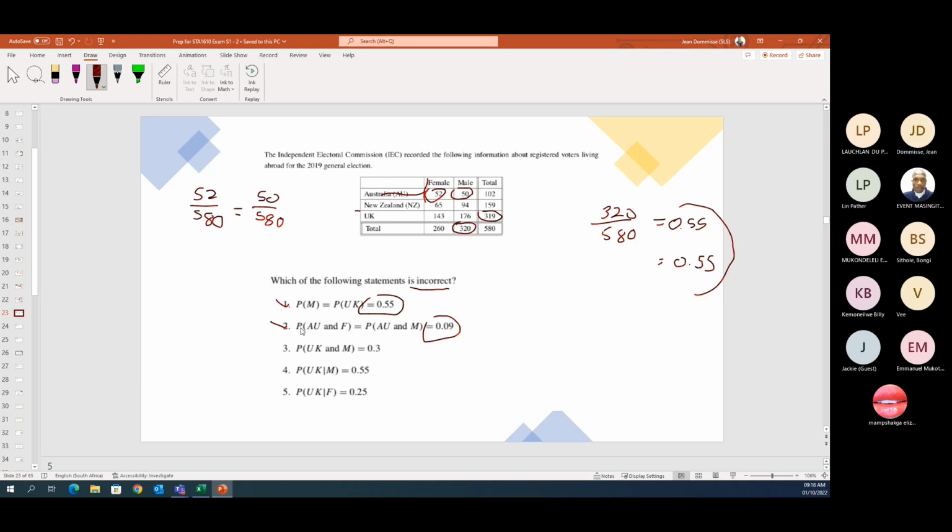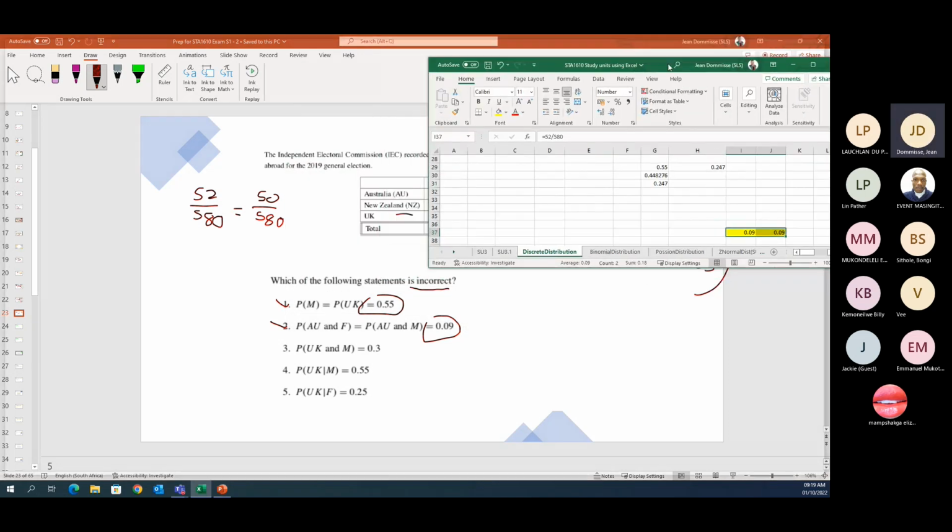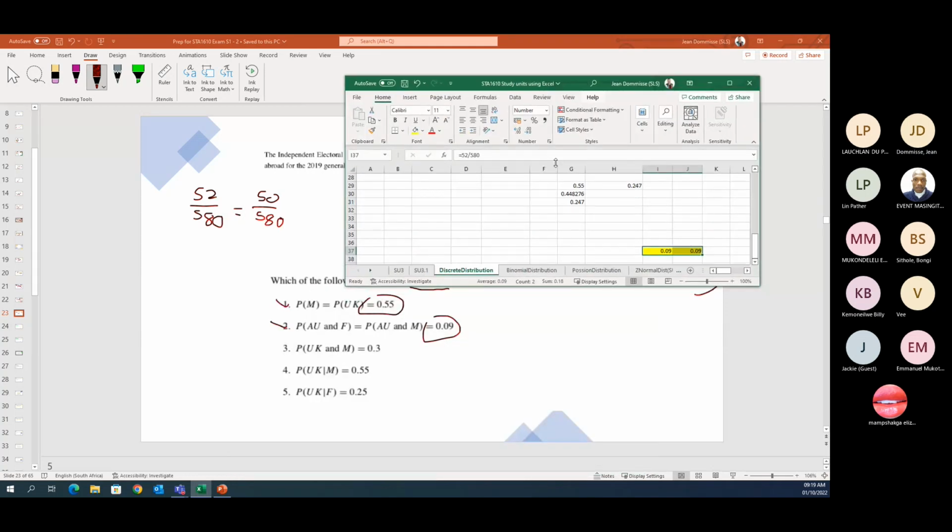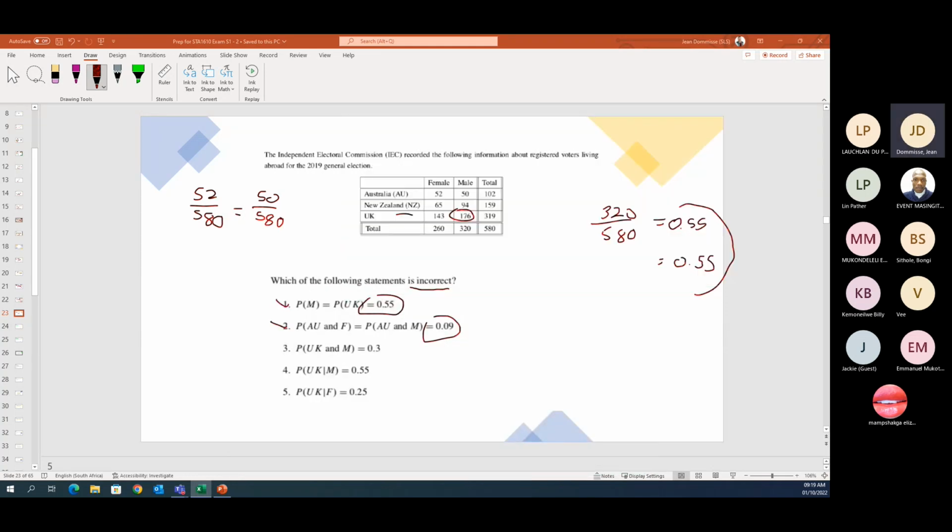Thank you. Thanks, sir. Okay, let's then look at probability of UK and M. So UK and M is UK and male. So again, let's see, what is it? Let me do it on the other side. It is equal to 176 divided by 580, and that would have given us 0.3.